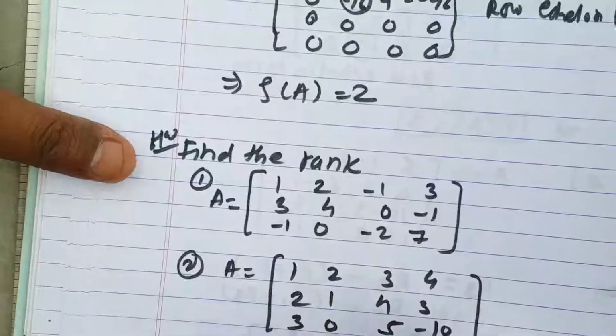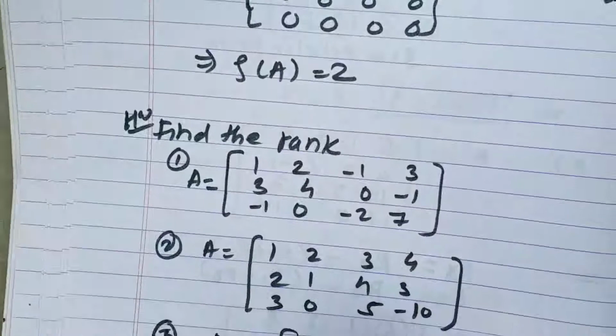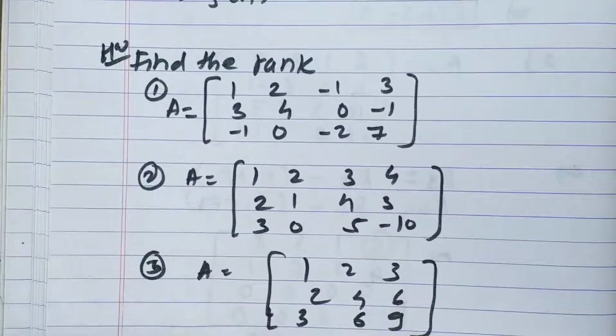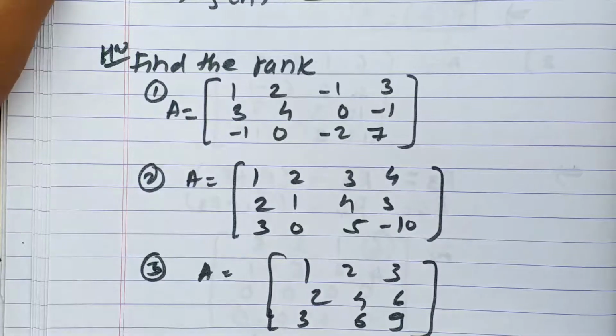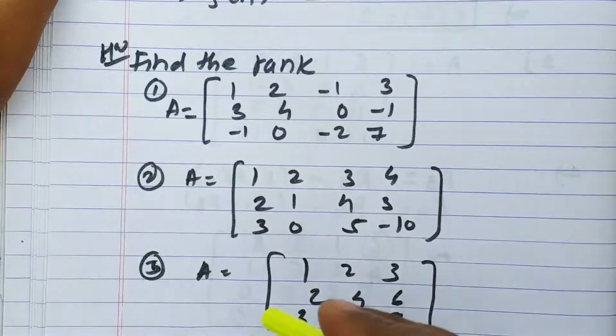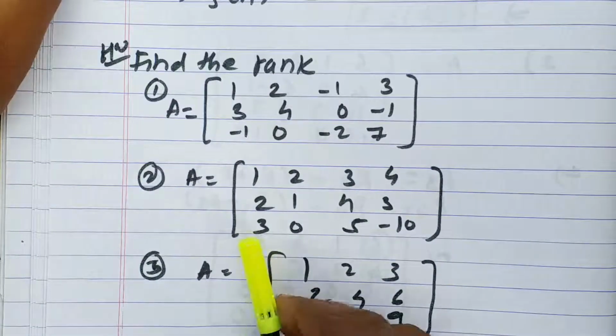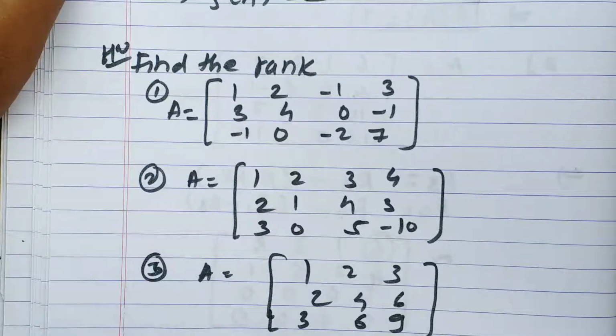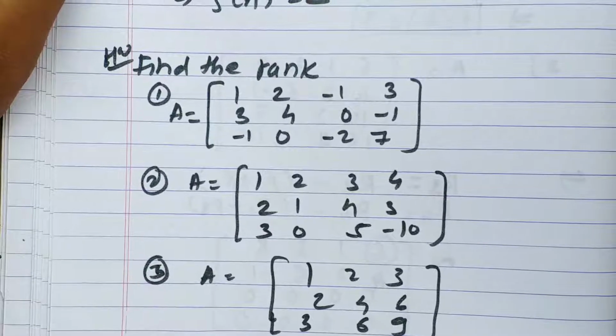Now a few examples for practice. Try to find the rank using echelon form of these three matrices. So that's it from this lecture. In the coming lecture, we'll do more examples, and we'll also start a new method to find the rank, that is the normal form of the matrix.